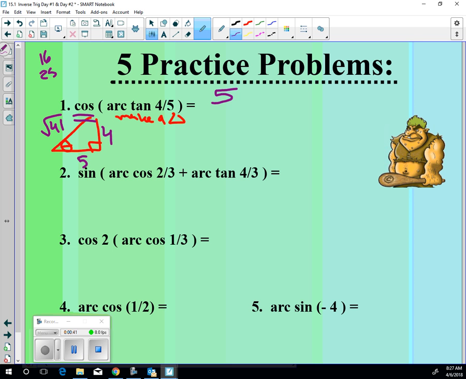Adjacent over hypotenuse, square root of 41. How many got 5 over square root of 41? Now we're clicking. Now we're getting there.